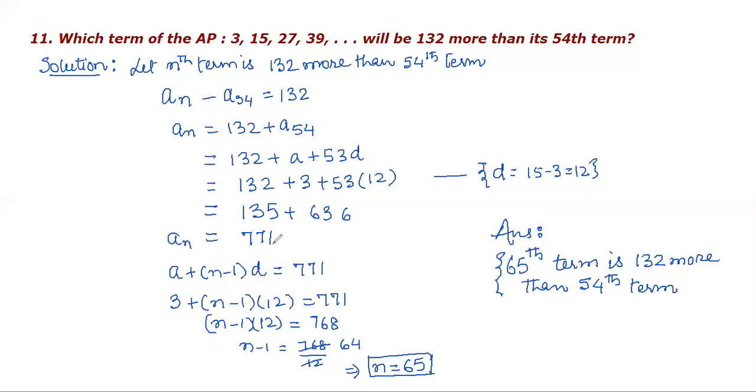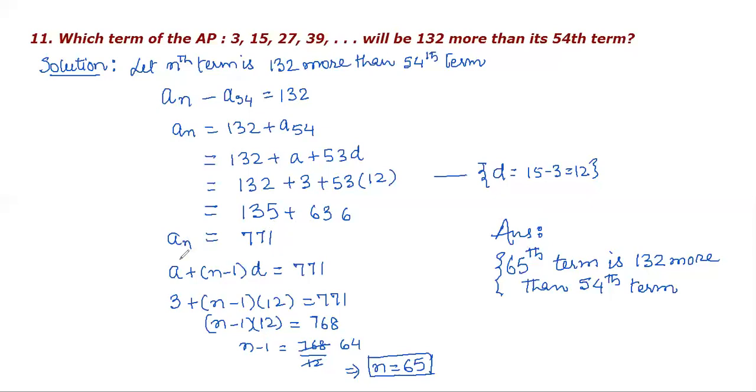When you simplify and add, you will get that the nth term is 771. Now he wants us to find out which term. I told you he is giving the question in terms of the 54th term, place in the form of place. So your answer should also be in terms of the term only, place only. So at which place is this 771?